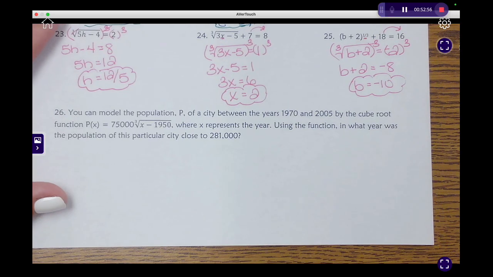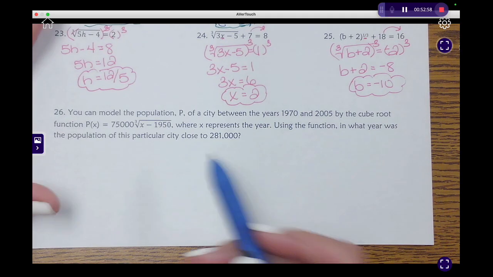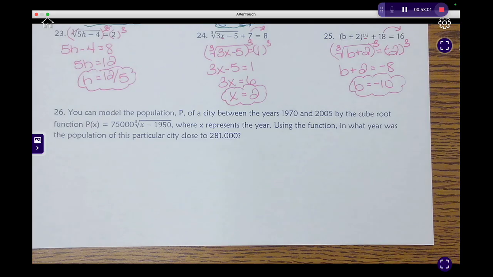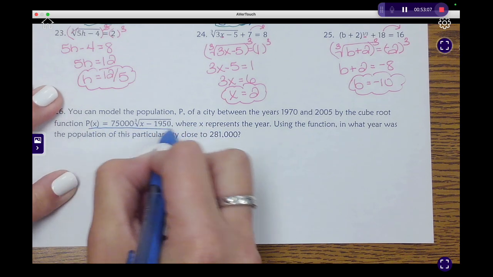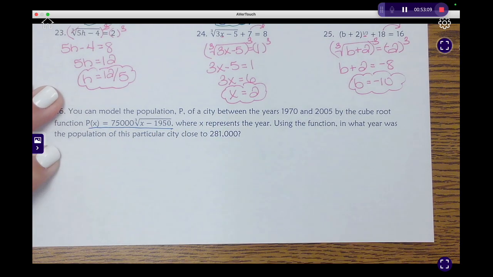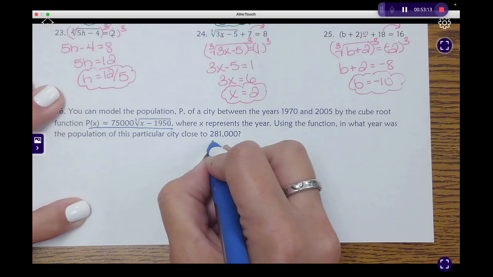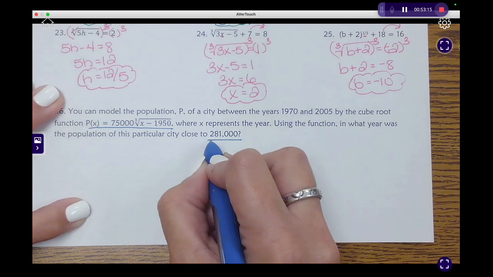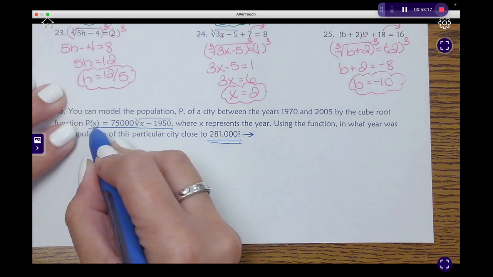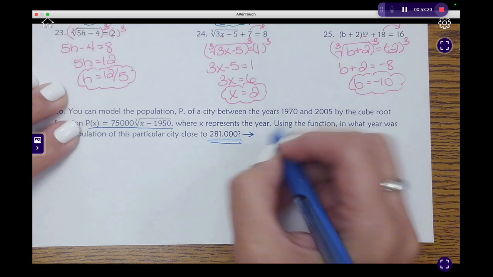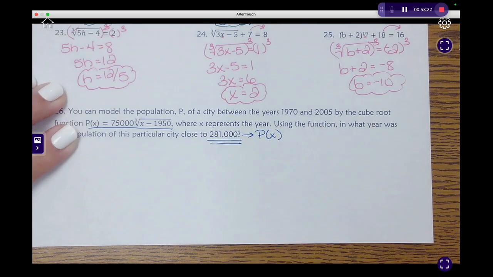All right, last one. You have a word problem. It's given you a function that represents the population of a city between the years 1970 and 2005. And it gives you this function right here. X represents the number of years. Using the function, in what year was the population of the particular city close to 281,000? So you have to know what this number is representing. And this is your population. So that's your P of X. That's where you're plugging it in.